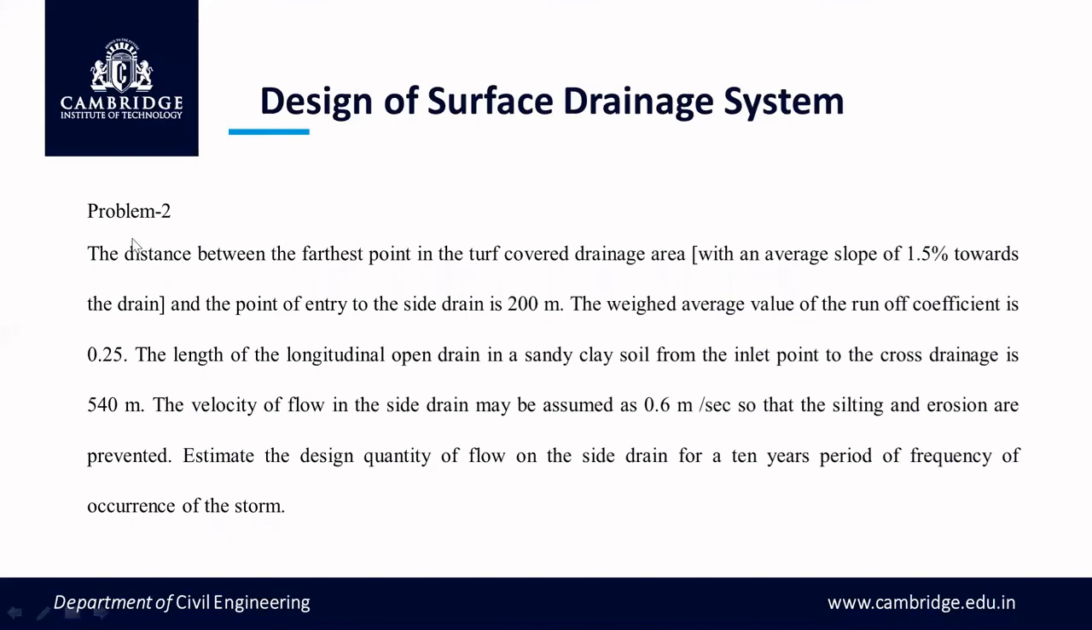Next, we shall solve a second problem on this. The distance between the farthest point in the turf covered drainage area, with an average slope of 1.5% towards the drain, and the point of entry to the side drain is 200 meters. The weighted average value of the runoff coefficient is 0.25. The length of the longitudinal open drain in sandy soil from the inlet point to the cross drainage is 540 meters. The velocity of flow in the side drain may be assumed as 0.6 meter per second so that silting and erosion are prevented. Estimate the design quantity of flow in the side drain for the 10 years period of frequency of occurrence of the storm.